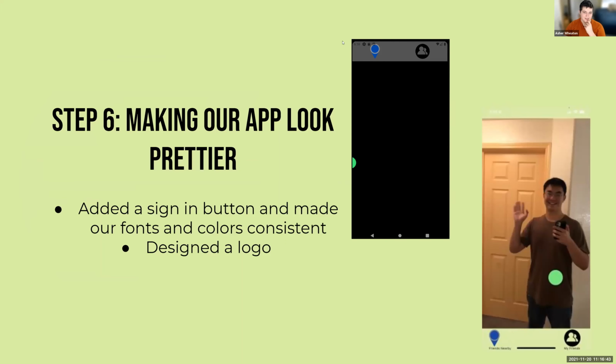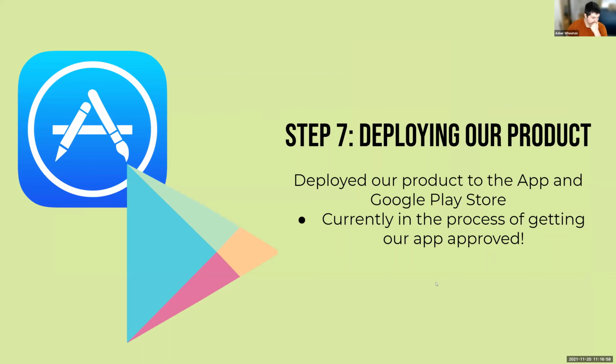So as you can see here, this is the old developer art version of the app. And this is what it looks like now. So a big improvement. And then we designed a logo. Then deploying our product: we are actually in the process of getting our app approved. It's so close to being published to the App Store and Google Play Store.